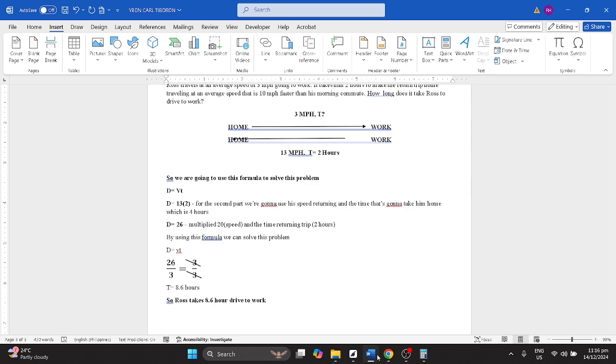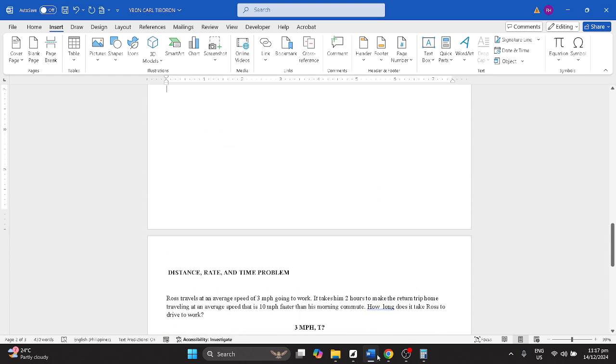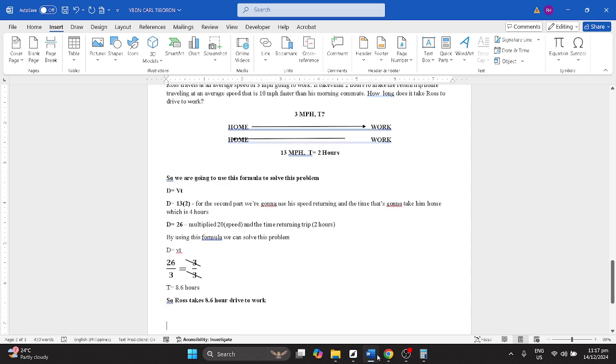If we divide 26 and 3 by 3, we'll come up with the total time, which is 8.6 hours. Therefore, Ross takes 8.6 hours to drive to work. That's how I found out the answer in the distance, rate, and time problem. And thank you.